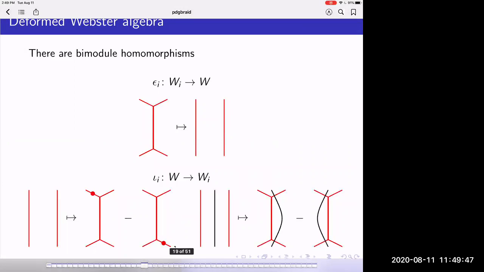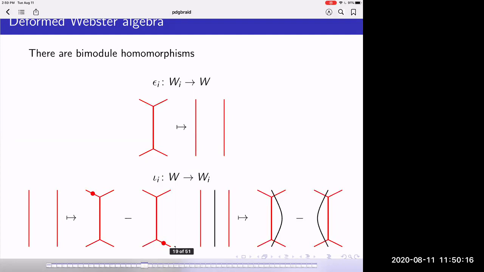And so now we can cook up bimodule homomorphisms. First we have this bimodule homomorphism epsilon i, which goes from the bimodule Wi to the bimodule W as a bimodule over itself. And this is just sort of an unzipping map. It takes the thick red strand and separates it into two thinner red strands. And then you have a map iota i in the other direction from W to Wi.